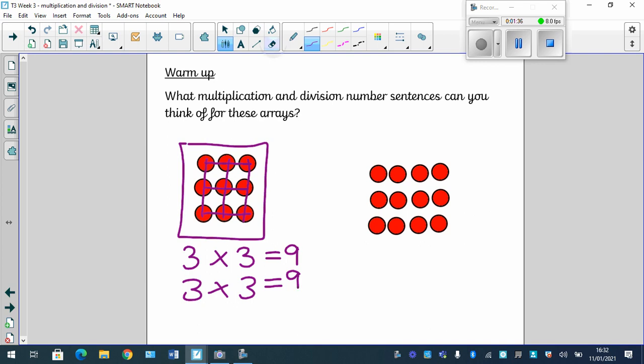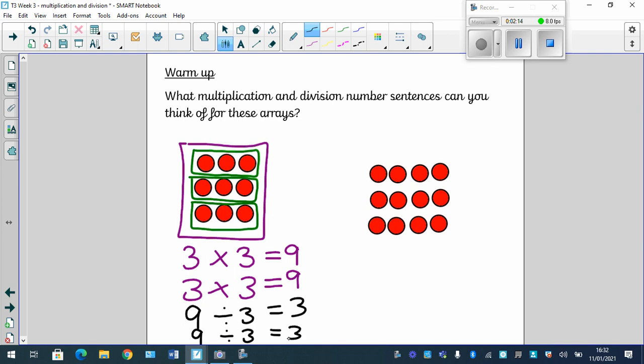Now then, if I want to divide 9 into 3 equal groups, I would find that I had one group of 3, two groups of 3, and 3 groups of 3. So the division number sentence would be 9 divided by 3 equals 3. And again, the second division would be 9 divided by 3 equals 3.